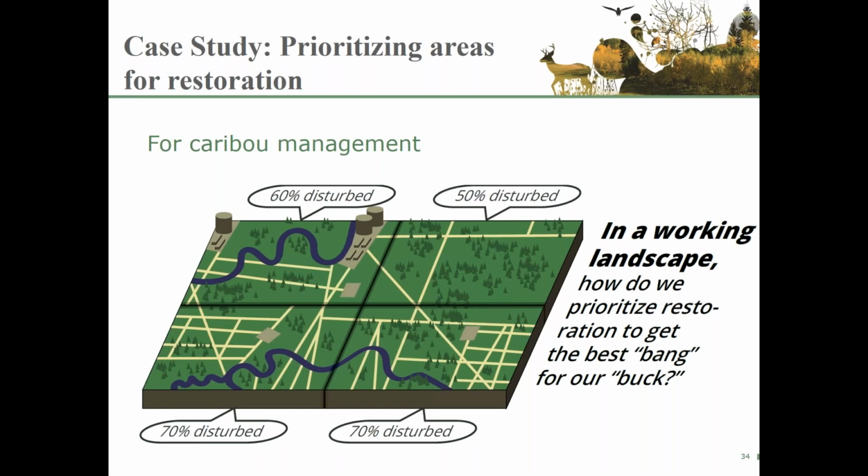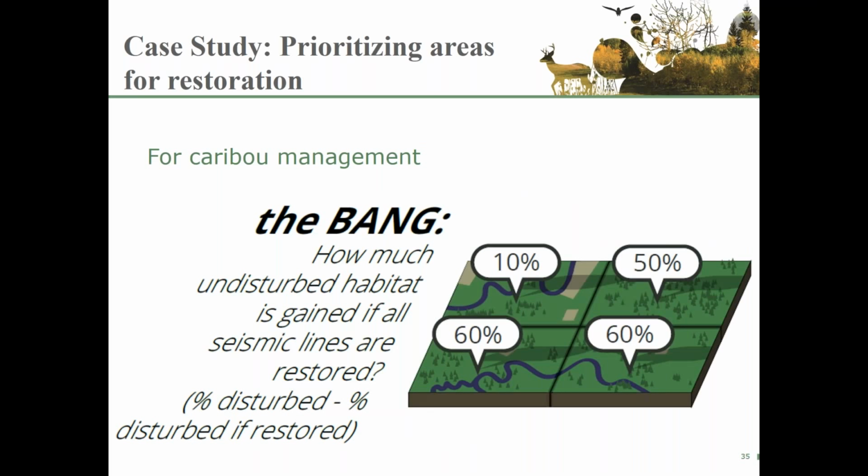So starting with a landscape that looks like this, with varying levels of disturbance in each township, how can we decide which to target? The CMU approached the question using bang for buck logic. So where can we get the most return on our investment? The first step is the bang, which tells us what we get out of restoration. So this slide kind of says it all. The two townships at the bottom look to be our best bet.